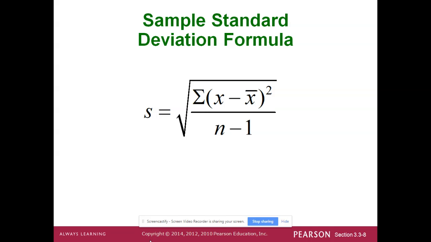What's n? Number of values in our data, in our sample. They're using n minus 1 instead of just plain old n, because it's a better estimator than n.